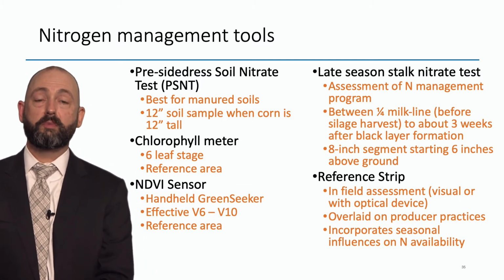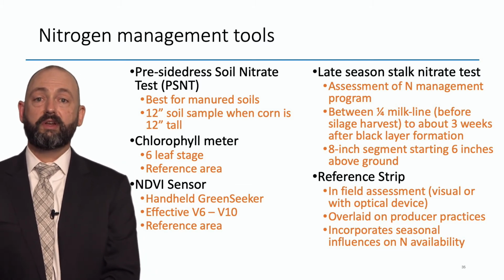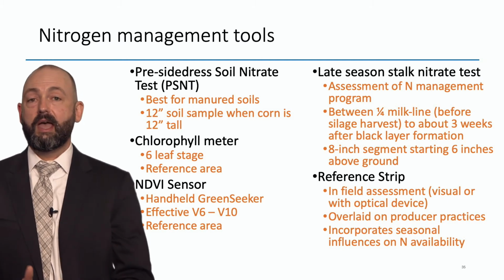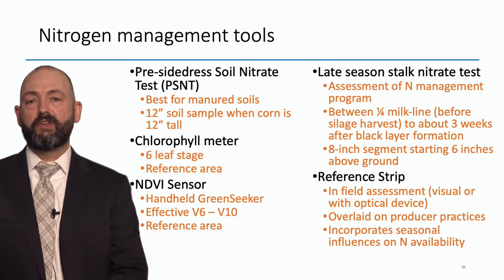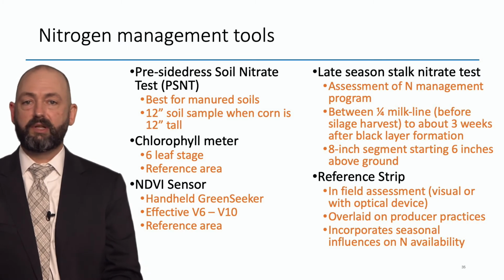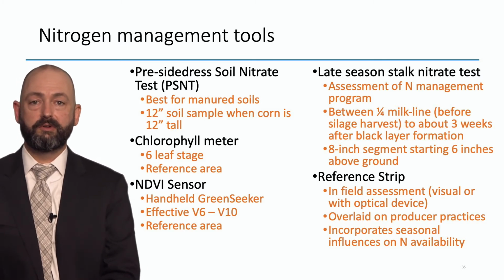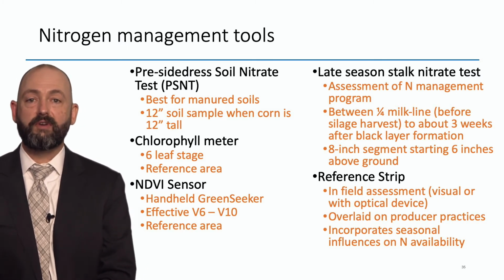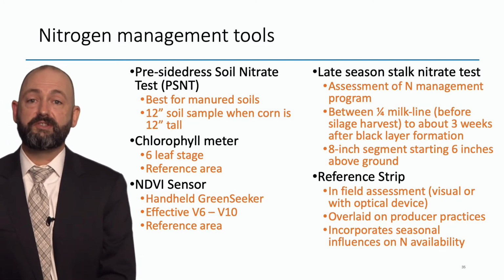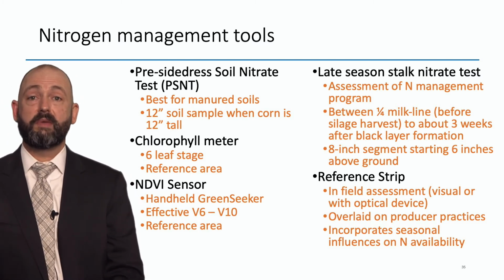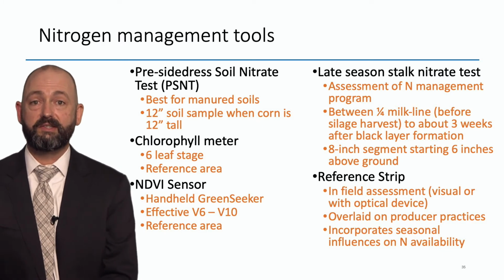So you come in when that corn's about 12 inches tall, you take a 12-inch soil sample, and if it's over 20 parts per million, plus or minus, different universities use different numbers, but somewhere around 15 to 25, above that, no side dress needed. Below that, stick with your nutrient management plan that you started with at the beginning of the season.